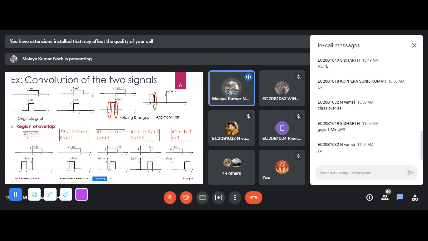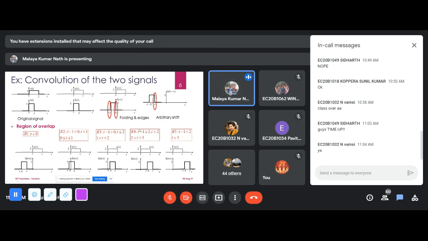So what are the regions? One region is where t is less than 0. Another is the partial overlapping region, where t minus 1 is less than or equal to 0 and t is less than or equal to 1. If we simplify this, t will be 0 to 1. So this is called your region 2, where partial overlapping occurs. In complete overlapping, t minus 1 is greater than 0, right? And t is less than or equal to 2. If you simplify this, you get 1 is less than t is less than or equal to 2. So this is called your complete overlapping region.